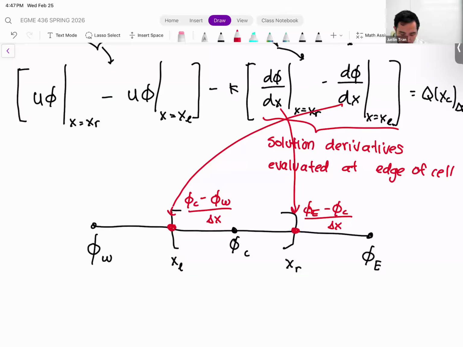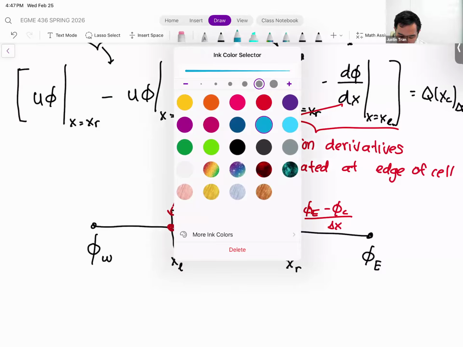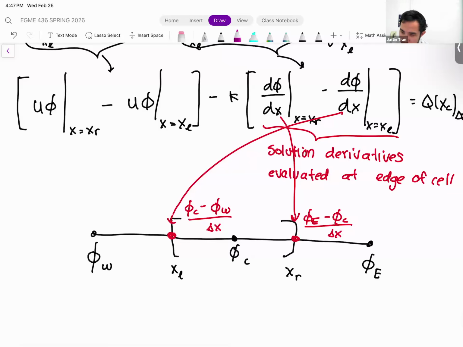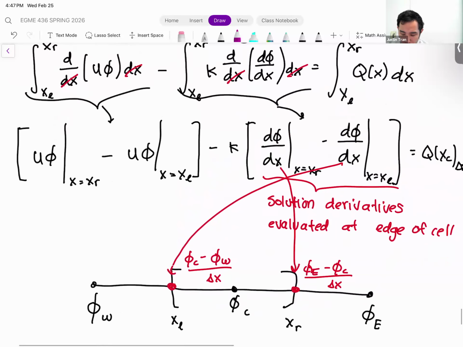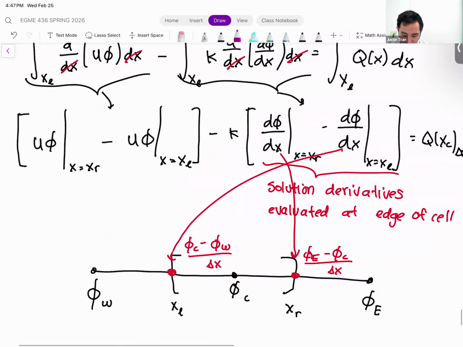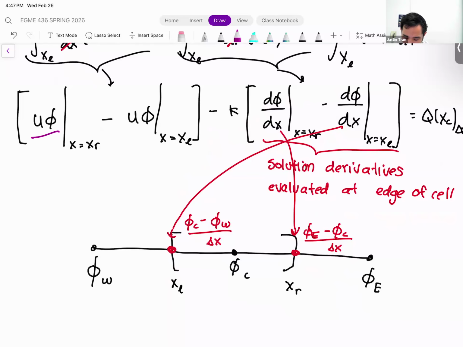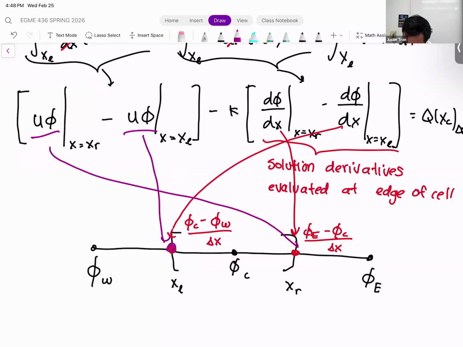What has changed, of course, is the addition of these convection terms. These convection terms are interesting because we no longer have derivatives here, right? That's part of the reason why we integrate, to get rid of that derivative. And so instead of evaluating the derivative of the solution at the cell faces, we're now evaluating just the solution itself at the cell faces, right? So this u times phi at x sub L is the same phi that's evaluated here, and this u times phi evaluated at x sub R is the same solution evaluated at that face.